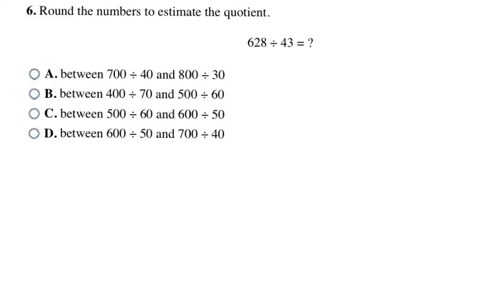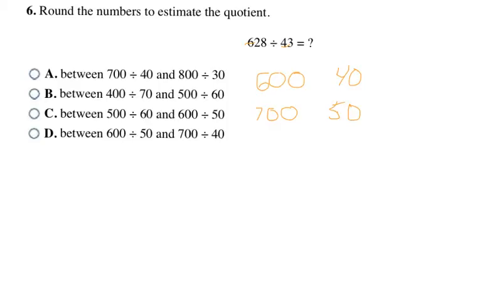Here's a similar problem. Once again, I'm going to underline my highest place value because that's what I'm going to be rounding up and down to. So if I round the 6 down in 628, that's going to stay 6, so it'll be 600. And if I take the 6 and I round it up, it's going to round up to a 7, so that would be 700. And then do the same with the 4 in 43. So if I round down, the 4 will stay the same, and that'll become 40. But if I round up, the 4 will become a 5, and that's 50.